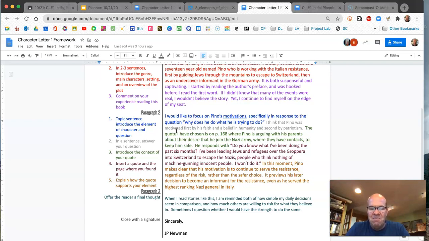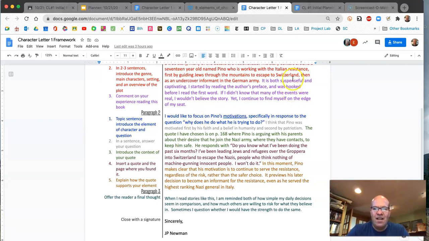Now, paragraph 3, I offer the reader a final thought, just something I was thinking about as I read. And I said, when I read stories like this, I'm reminded both of how simple my daily decisions seem in comparison and how much others are willing to risk for what they believe in. Sometimes I question whether I would have the strength to do the same. And I sign my name. So you're going to get here. Next Monday, you're going to write a wonderful letter that's a lot like this.